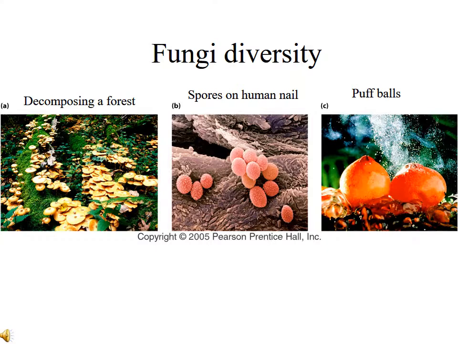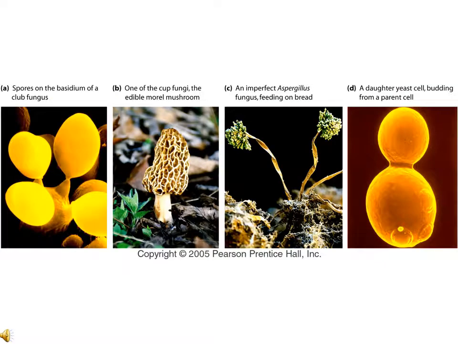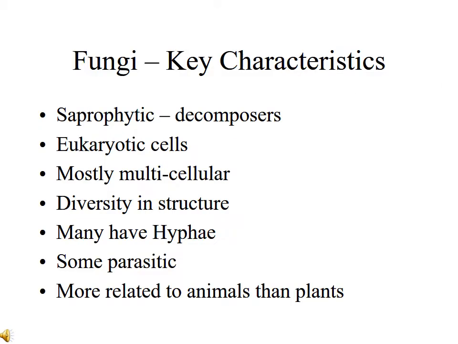We often think of fungi as the typical mushroom, but if we look carefully, fungi exist in different forms, from puffballs to the mold that grows on an orange. Again, we're looking at the diversity of fungi here: sac fungi, molds, yeast, and so on. They do have some significant common features, even though they look quite diverse in structure. So let's look at some key characteristics of fungi.